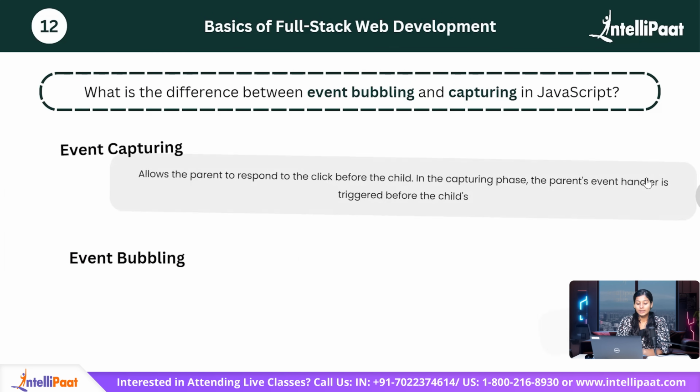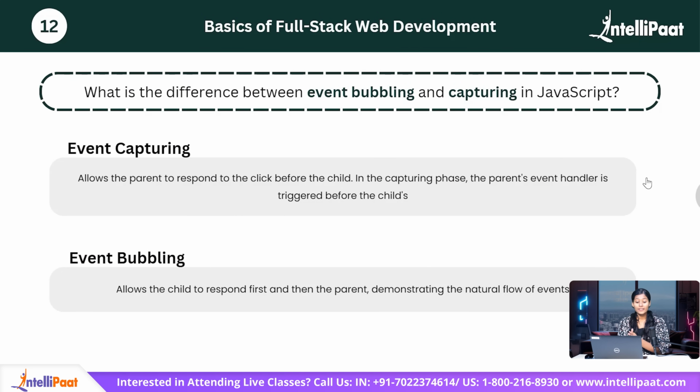Moving on, the main difference is that event capturing allows the parent to respond to the click before the child. As in when we did event capturing, our box was clicked first, followed by parent, followed by child. In event bubbling, the child responds first before the parent. That is, the child responded first, then came parent, then came box.